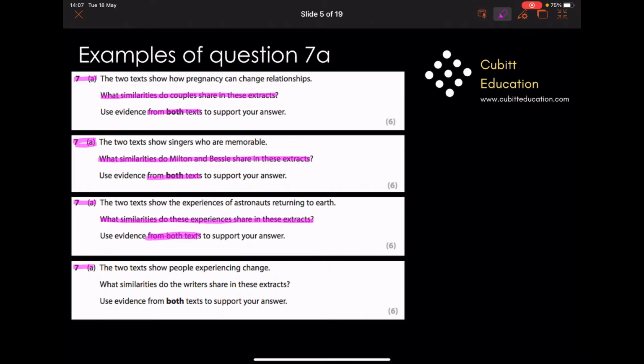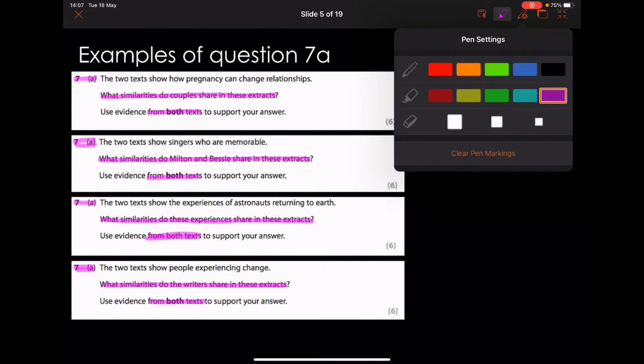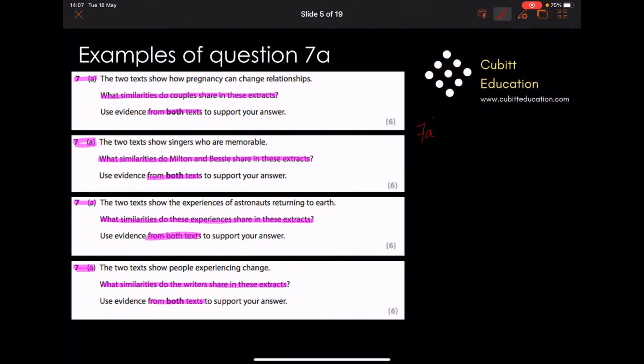And finally, the 4th example, the 2 texts show people experiencing change. What similarities do the writers share in these extracts? Use evidence from both of the texts. So we can safely say that question 7a is all about similarities. Okay? Yes, they're about different topics, but they are all about similarities.